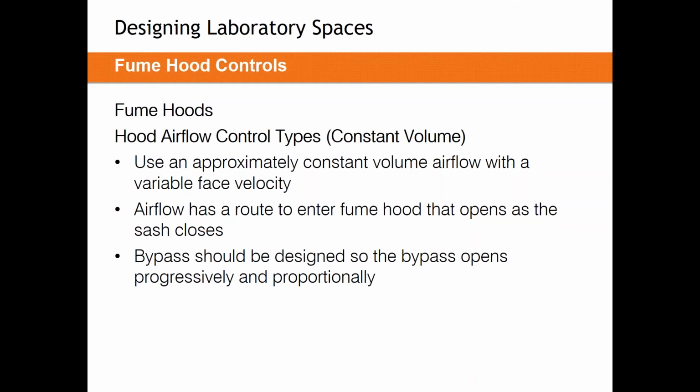This day and age, in 2020, the constant volume should be fairly precise, usually using some sort of high accuracy terminal or a constant volume Venturi valve. We can maintain very accurate constant volume flows. On these constant volume fume hoods, air will have a route to enter the fume hood that opens proportionally as the sash closes and vice versa. This bypass does take a little bit of design work, and it should be designed so that bypass opens progressively and proportionally. Constant volume fume hoods do have a place in this world.